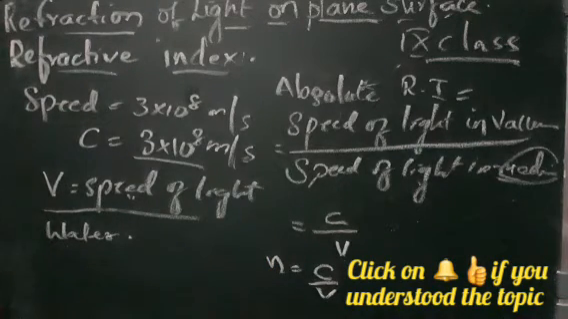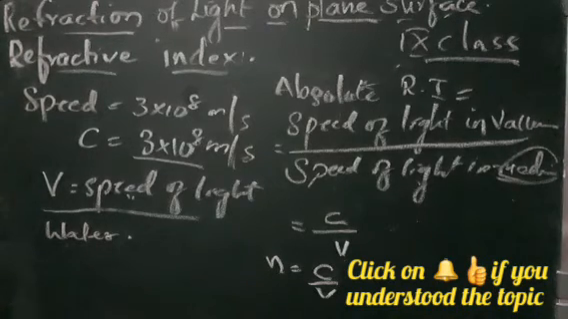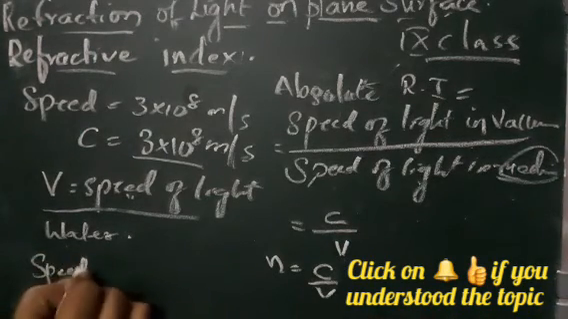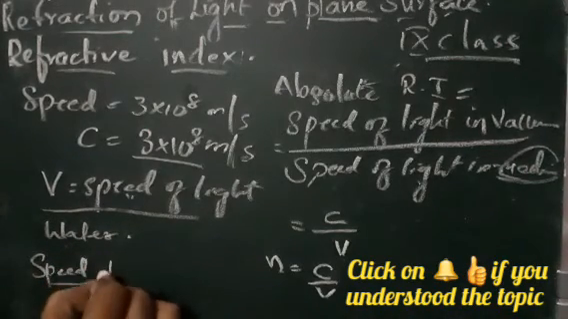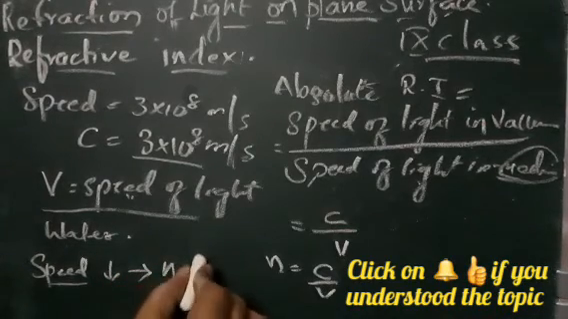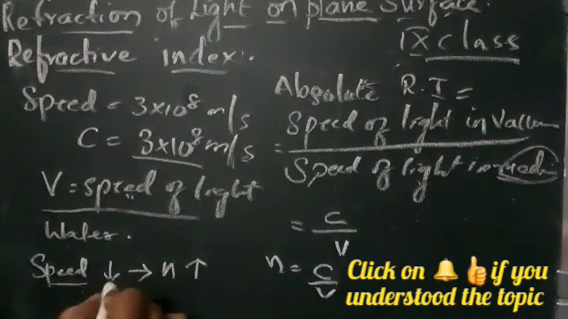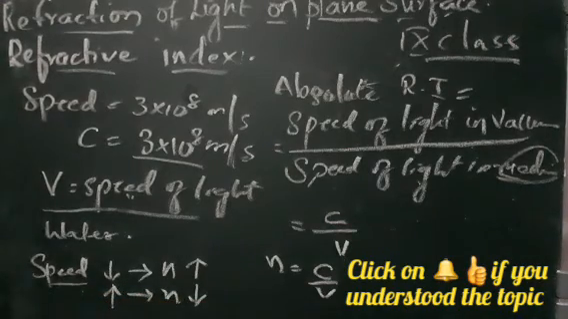Fine. So it is a dimensionless quantity because it is a ratio of the same physical quantities. Refractive index gives us the idea of how fast or slow the light can travel in a medium. The speed of light in a medium is low when the refractive index of the medium is high, and if the refractive index of the medium is low, then the speed is high. Vice versa, if the speed of the light in the medium is less, then you can say that the refractive index is more. If the speed of the light is more, then the refractive index is less.